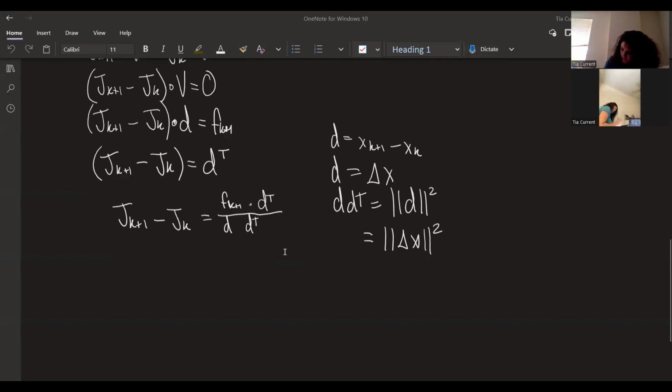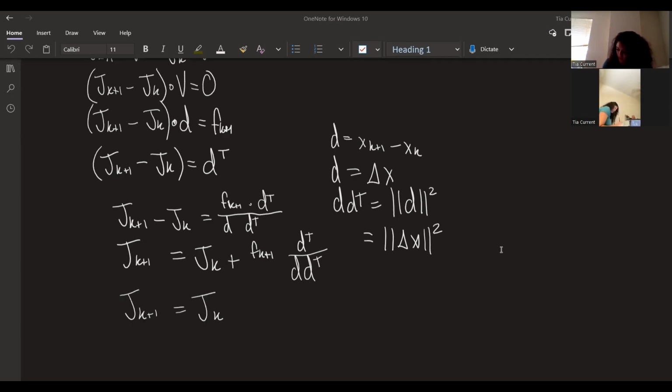So then what we're going to do is we're going to kind of rewrite some stuff. So to get jk plus 1 by itself, the Jacobian, we're going to say jk plus fk plus 1 times the d transpose. And then our d transpose is actually that change in x. So we're actually just going to write this as jk plus 1 is equal to jk plus fk plus 1 times that product.